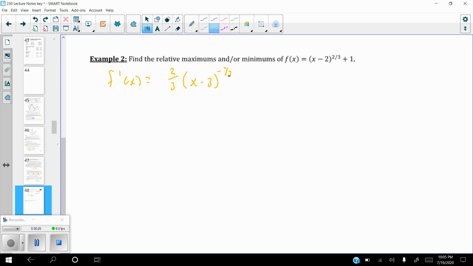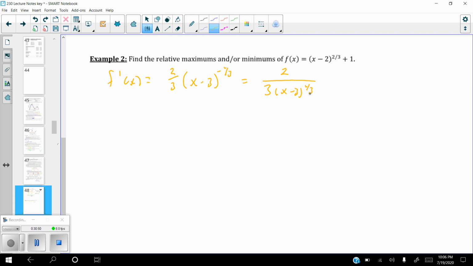But we're going to want to rewrite this one. Now, this is where you do want to be able to simplify because it's really going to help. So I'm going to rewrite this. Now, a negative exponent brings everything to the denominator, or basically makes it change its side of the fraction bar. So we're going to rewrite this one as 2 over 3 times x minus 3 to the 1/3 power.